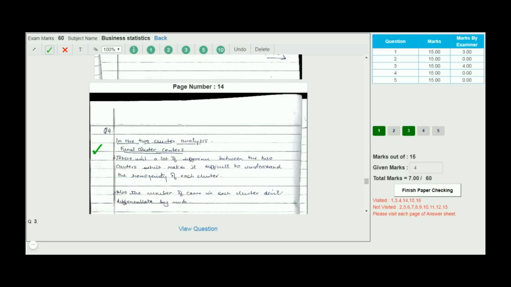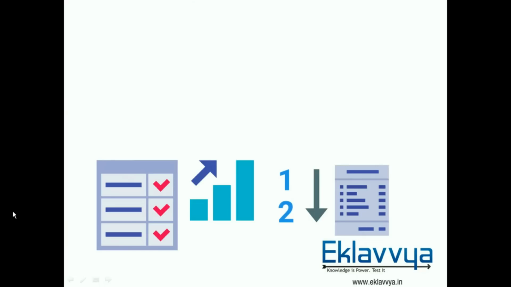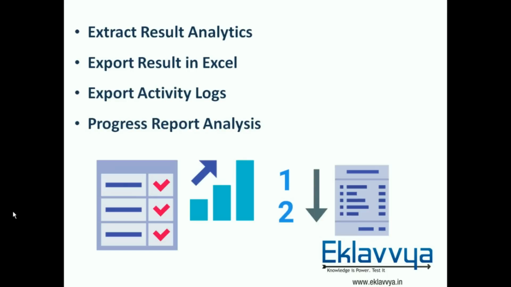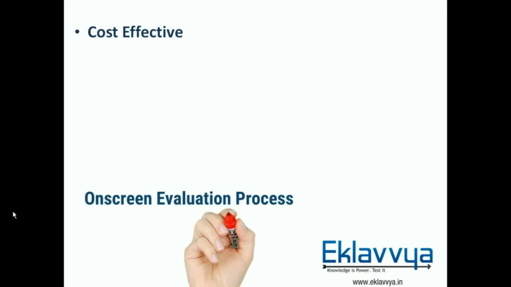The administrator can use analytics and summary to track progress of the evaluation. There is a facility to extract result in Excel format. The system also records all the activities performed by the examiner during answer sheet checking. It is useful during audit process. You can also track analytics such as total answer sheets evaluated, total answer sheets pending, average number of answer sheets evaluated per day, etc. On-screen evaluation process is useful to simplify answer sheet checking process and it is also cost-effective.